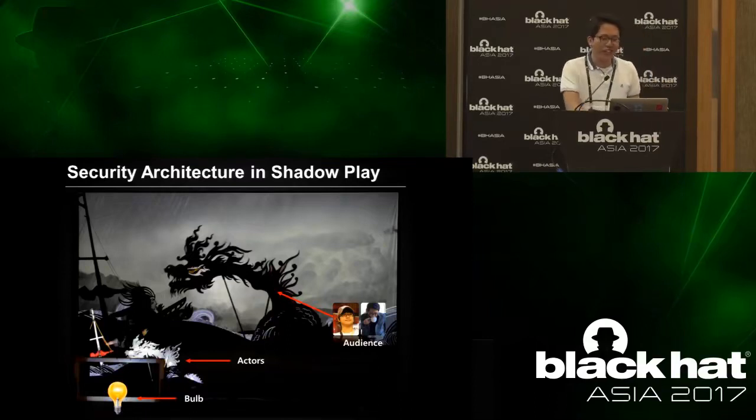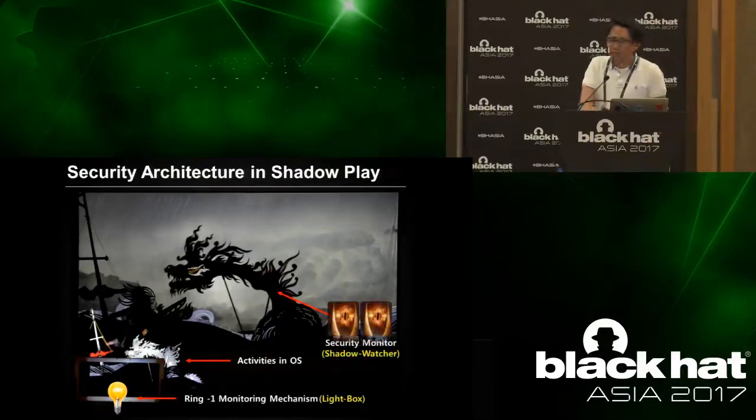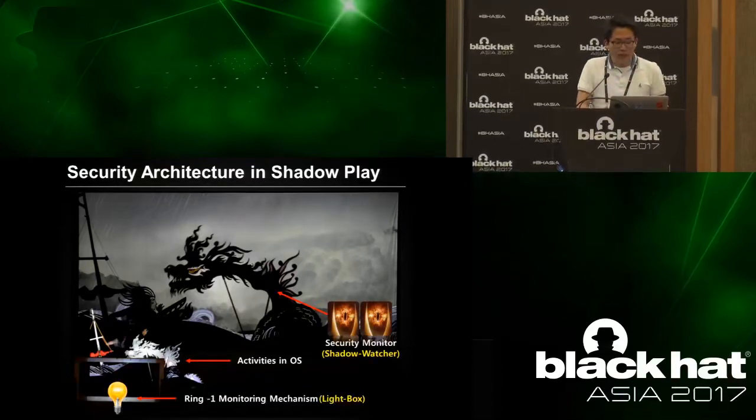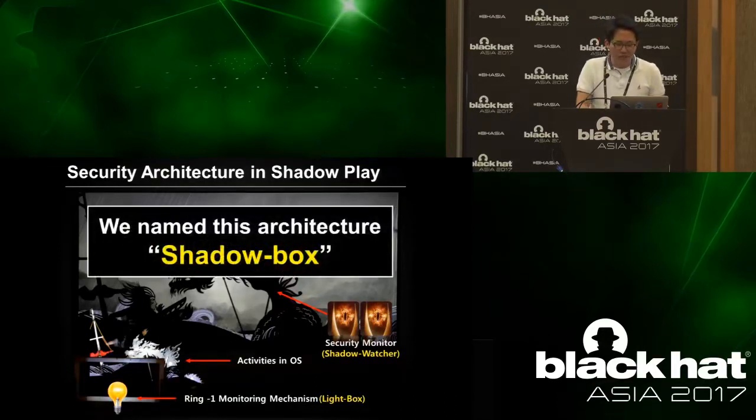Suddenly, we got an idea that can be applied to our architecture design. Can you guess it? Let me show you. In our design, the bulb is the ring minus one monitoring mechanism. We call this Lightbox. And the actors are activities or behaviors in the operating system. And we, the audience, are the secret monitor. We call this Shadow Watcher. So we named our kernel protector Shadowbox because we were inspired by shadow play.